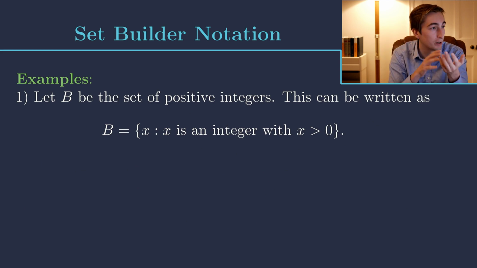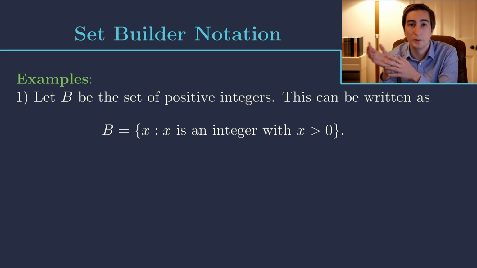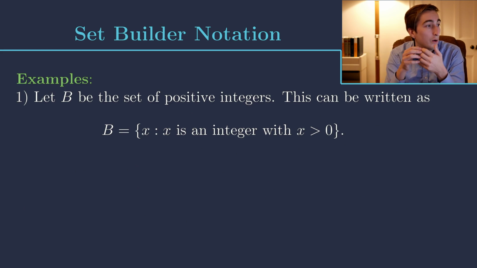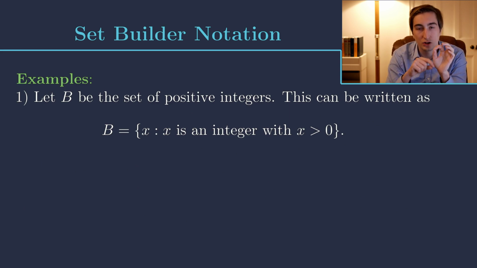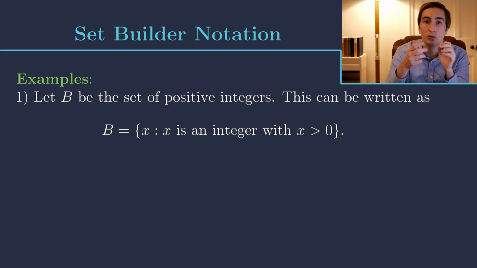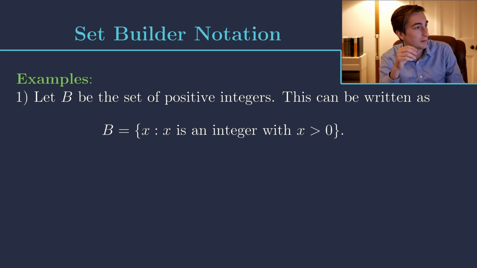And the conditions we want here are that x is an integer, and we also want x to be greater than 0 because it's positive. So whenever we write these things in set builder notation, we start with our element at the beginning, we put the colon in that means "such that", and then we put the conditions that we want on x in order for it to be an element of that set.